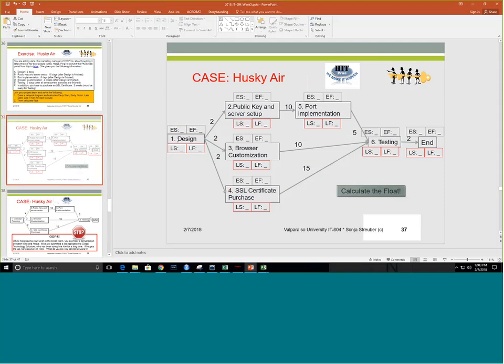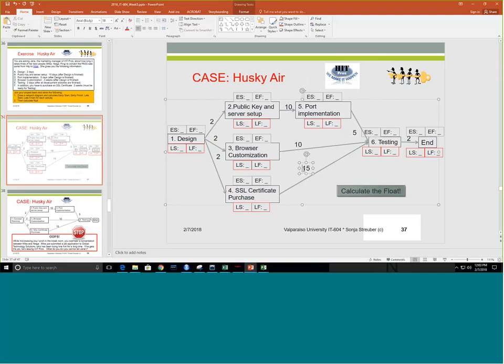So we would have to say, well, here's design, public key and server setup, browser customization, and SSL certificate. Go right back here. We know that design takes 2 days. Public key and server setup takes 2 weeks. Now that was a work week, so we calculate 5 days, right? That's 10 days. 10 days here for browser customization.